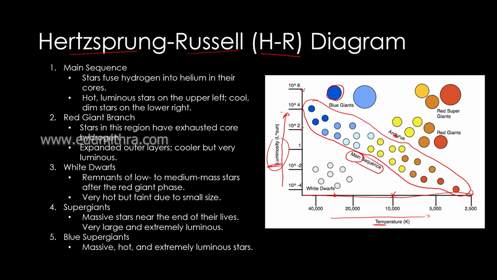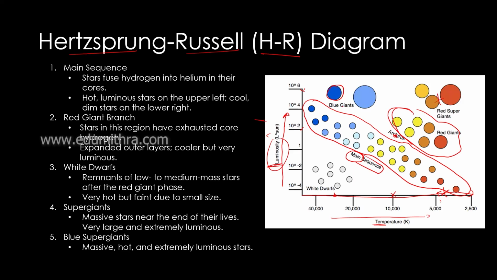Now they found some other clusters there. The red giant will come here. Why? Because its temperature is so low, but still its energy is more. So that is why it comes here. Now, what about the red supergiants? They also have low temperature but high energy. That is why they come here.